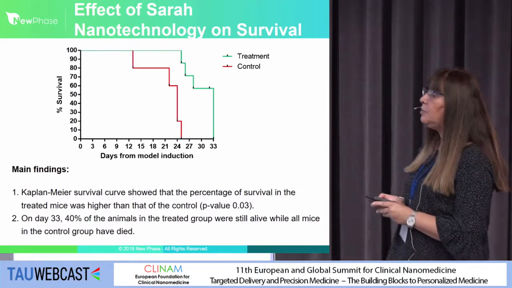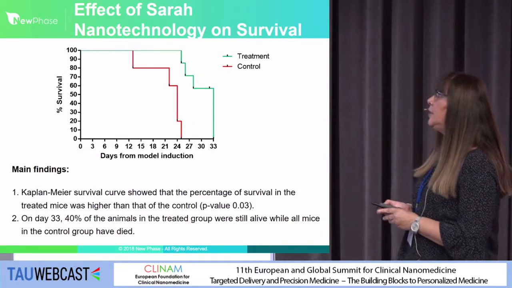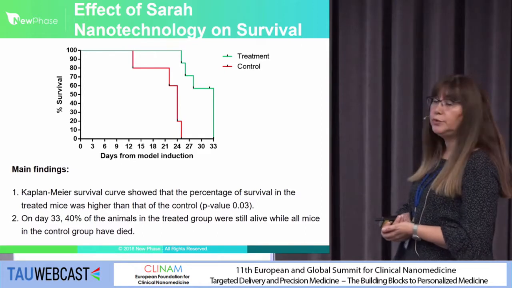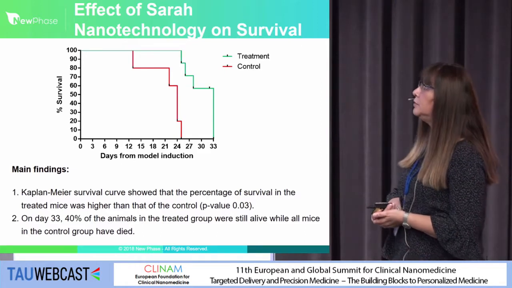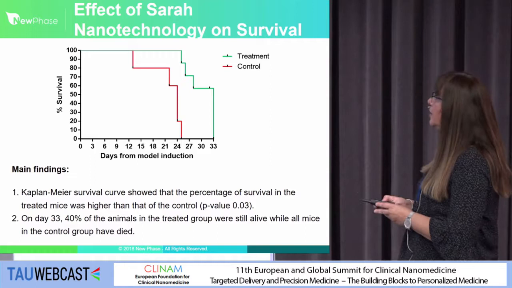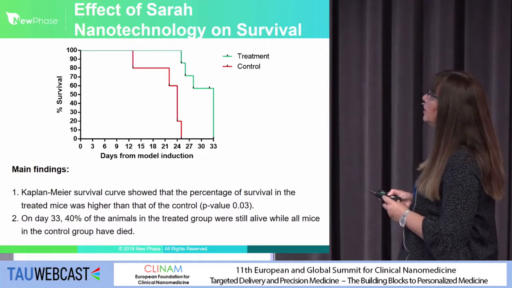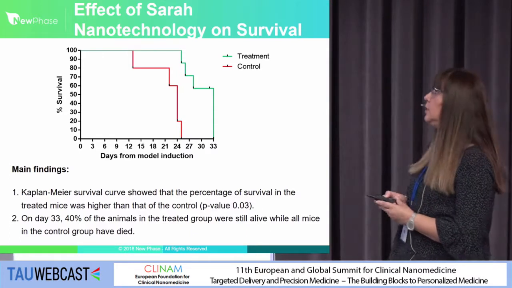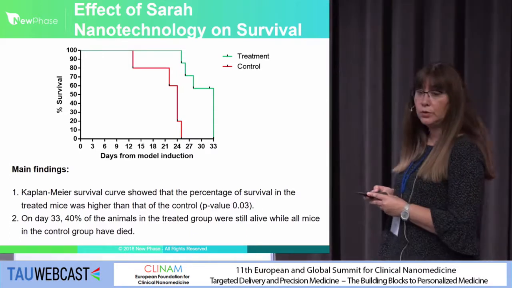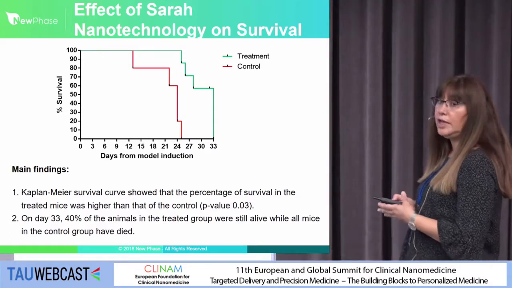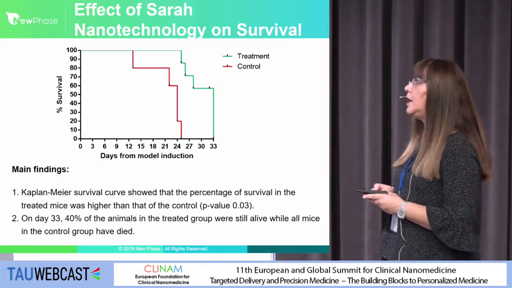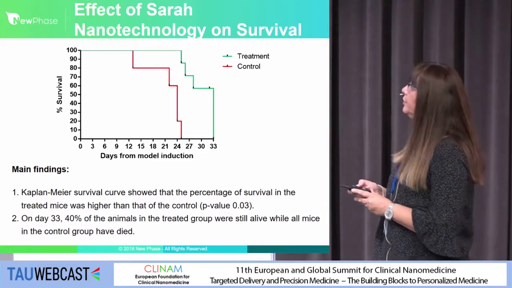And here you can see the Kaplan-Meier survival curve, showing that the percentage of survival in the treated mice was higher than that of the control. And at day 33, 40% of the animals in the treated group were still alive, while all the mice in the control group have died. Therefore, we're able to prolong the survival of the mice by a third.